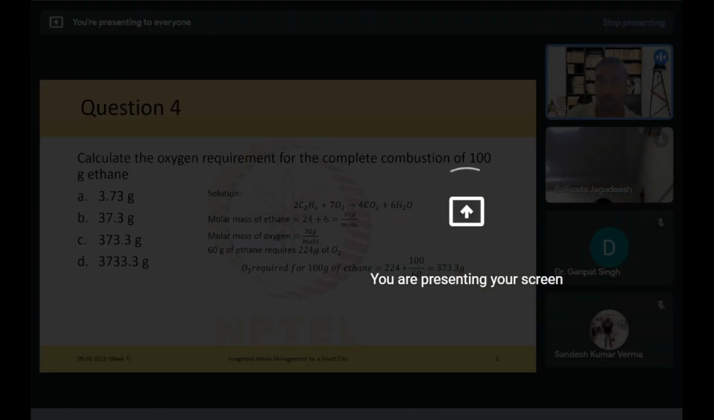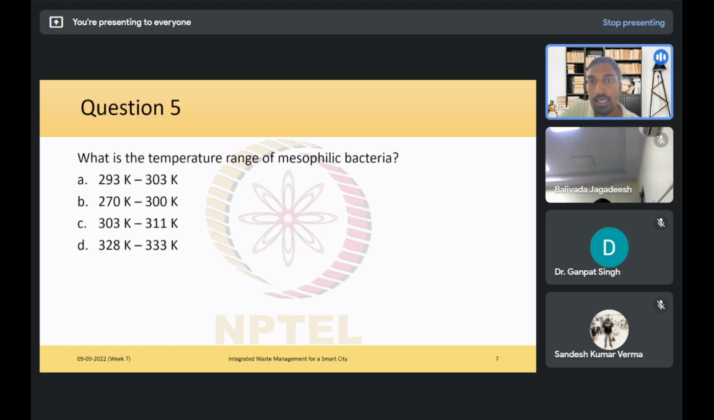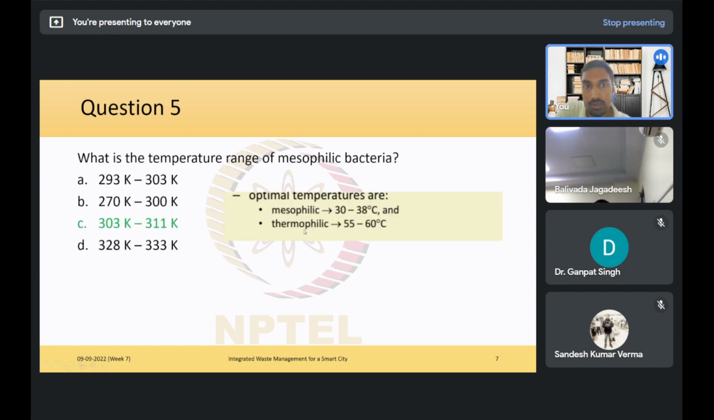Okay, let's continue with question number 5. What is the temperature range of the mesophilic bacteria? So the options are 293 to 303 Kelvin, 270 to 300 Kelvin, 303 to 311 Kelvin, and 328 to 333 Kelvin. Right. So we saw two types of bacteria, right? When we talked about biological treatment in the lectures, mesophilic and thermophilic. So these operate at different temperature ranges. For the mesophilic bacteria, the optimal temperature range is 30 to 38 degrees centigrade, right? So that was given in the lecture, right?